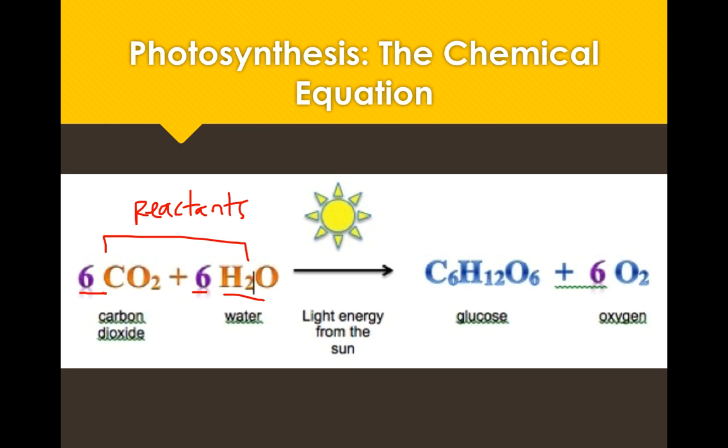Then we have the product side. For every 6 carbon dioxide and 6 molecules of water, you will make 1 glucose molecule, and you will make 6 oxygen molecules. These are the products. This is what is produced by the reaction. Photosynthesis happens in 2 phases that we'll talk about later in the notes.